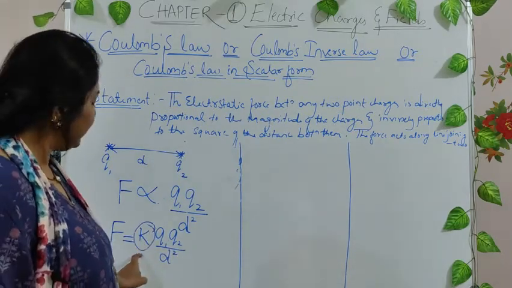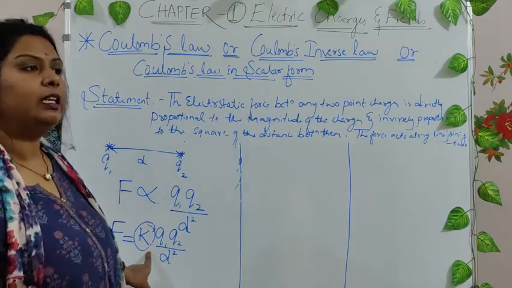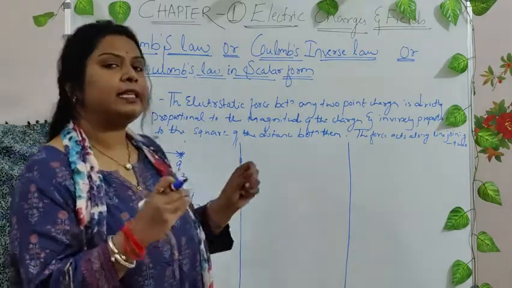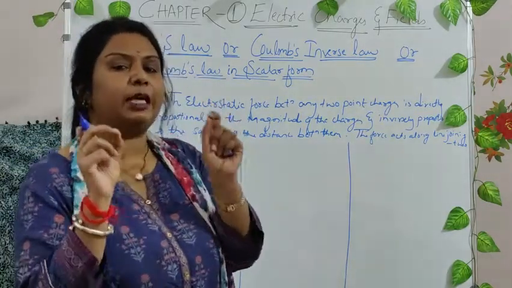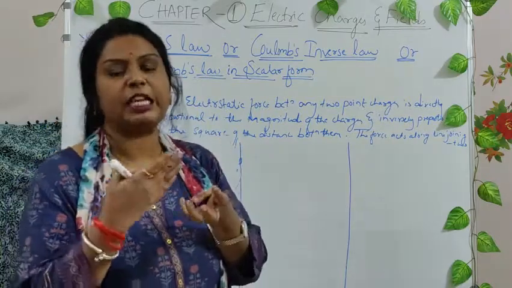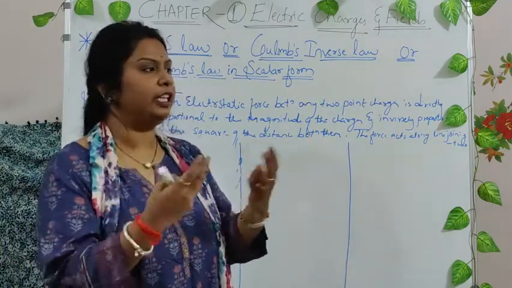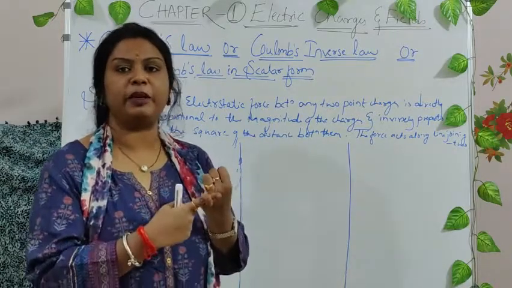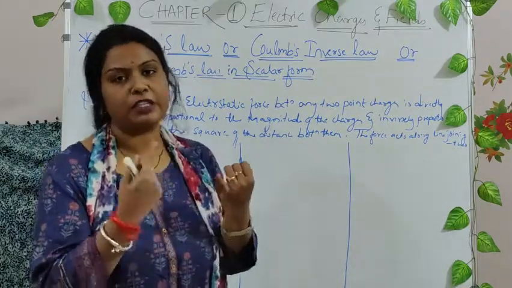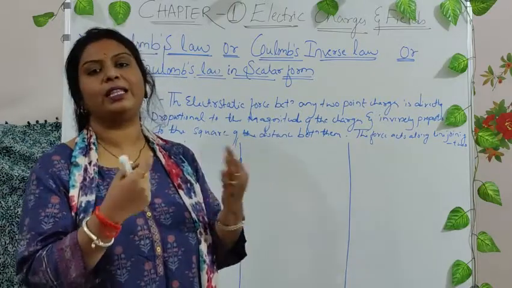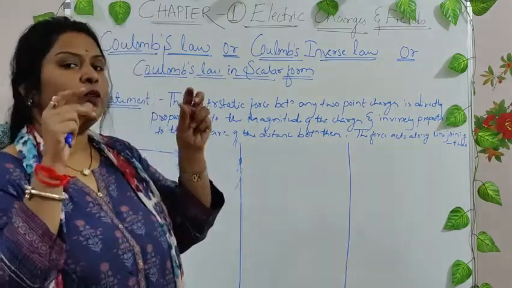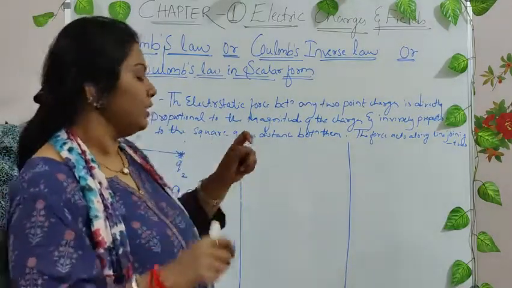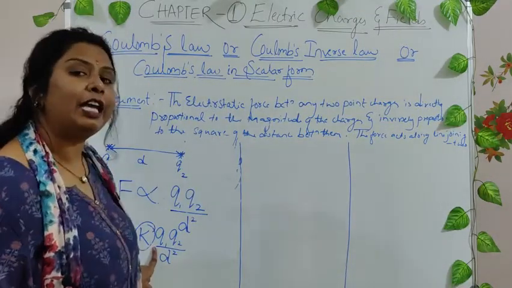Now this proportionality constant is different for different types of medium. It is not necessary that the point charges are always kept in some particular medium. You understand what a medium is? A medium can be any region. If in this region you have air, then it is an air medium. If it is filled with water, it is a water medium. If it is filled with oil, then it is an oil medium. The medium in which the charges are kept will define what the K value is.